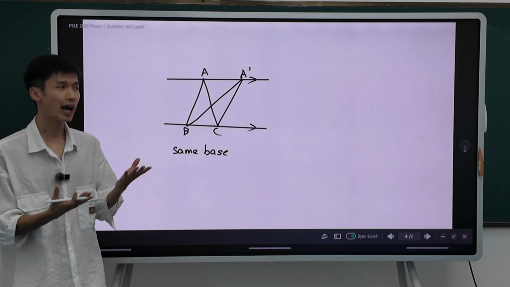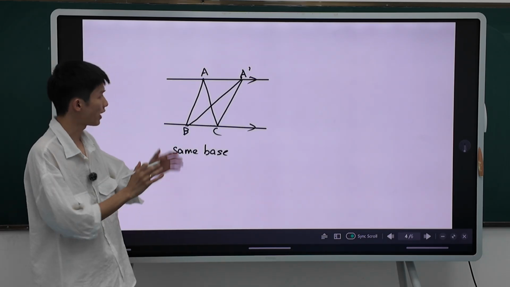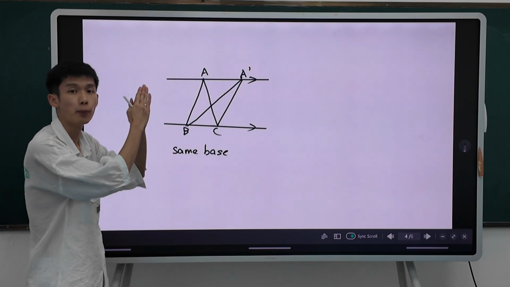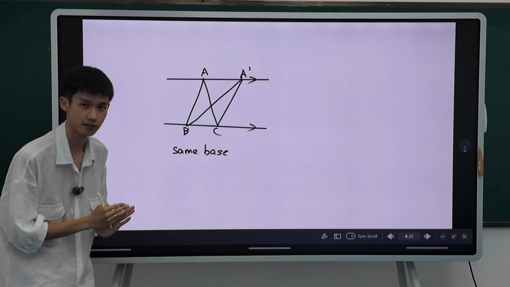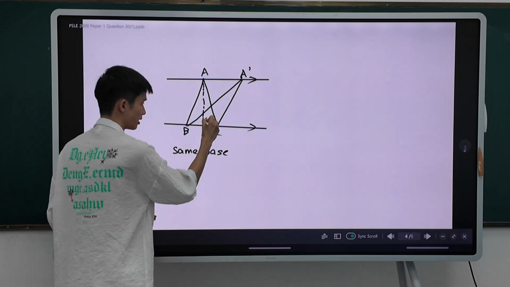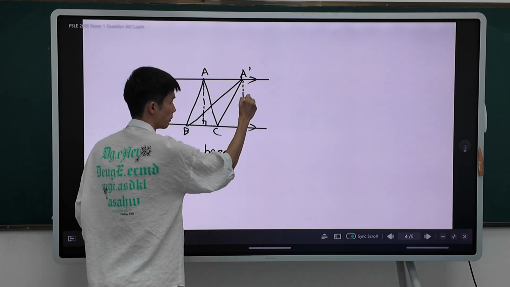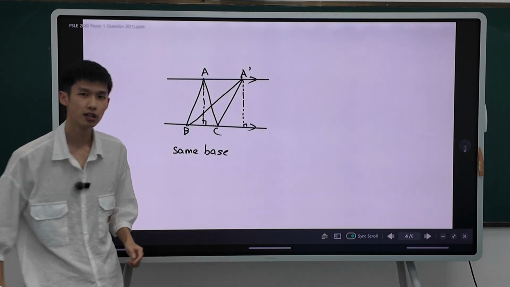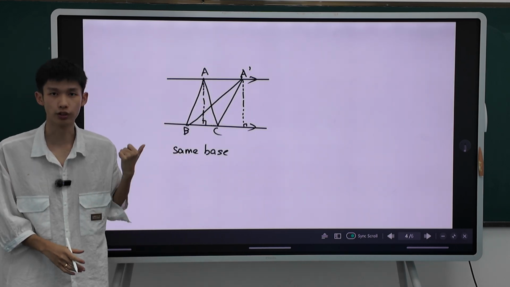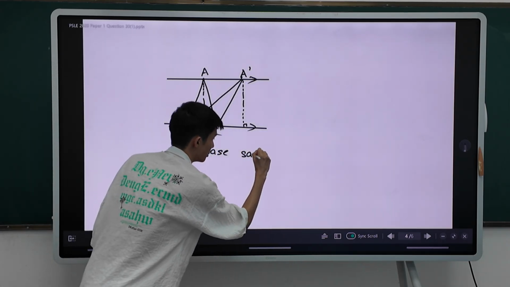But how about the height? What is the relation of the heights? In other words, how do we find the height? To find the height of ABC, we need to draw from the tip, which is A, a perpendicular line down to the base. That will be the height. And from the other point A dash, we also draw a perpendicular line to the base. Now, since these two lines are parallel, the heights are also the same. So same base, same height.